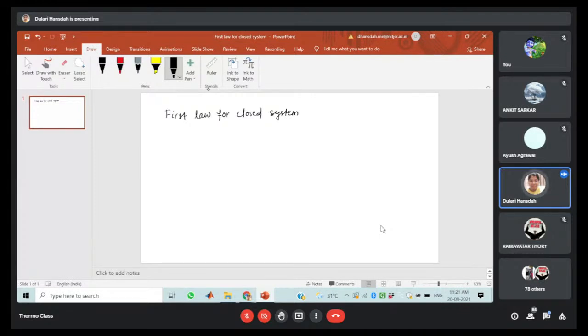First law for closed system. I can write here change of cycle, or simply you can write undergoing a cycle, or you can give that heading. So in this case, we will discuss the energy transformation. Okay.